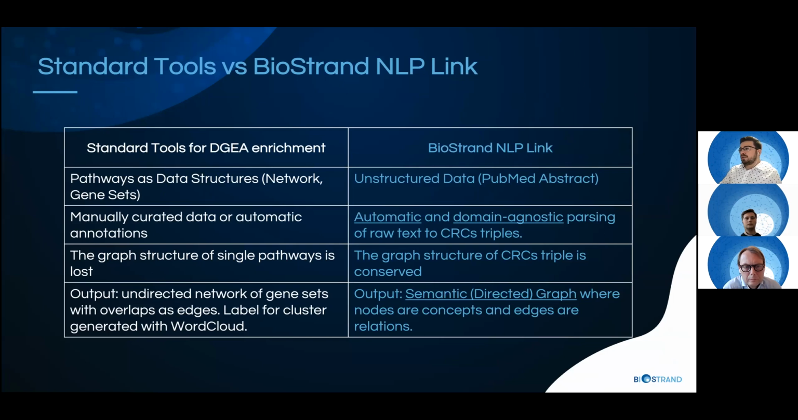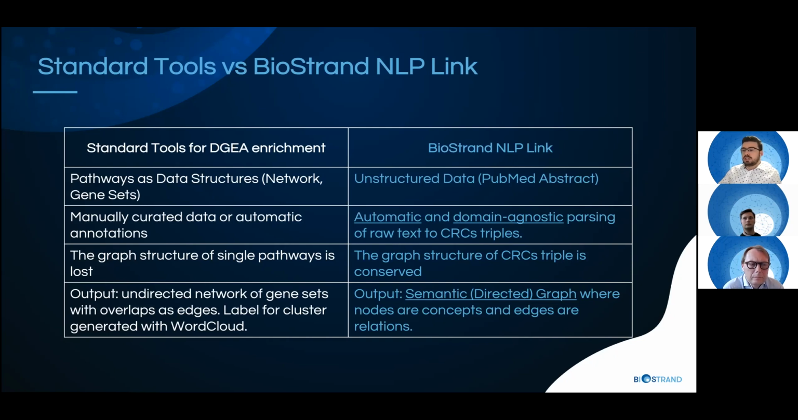So let's compare BioStrand NLP link with standard tools for gene enrichment. In the case of gene enrichment, what you use as data to augment your analysis is pathways, which are specific data structures, looking like a network, but which are simplified to gene sets in order to perform the calculation. With BioStrand NLP link, the data that you are using is unstructured data. In this case, we use PubMed abstracts for this demonstration, but you could use any other kind of data, like your own reports, for example.